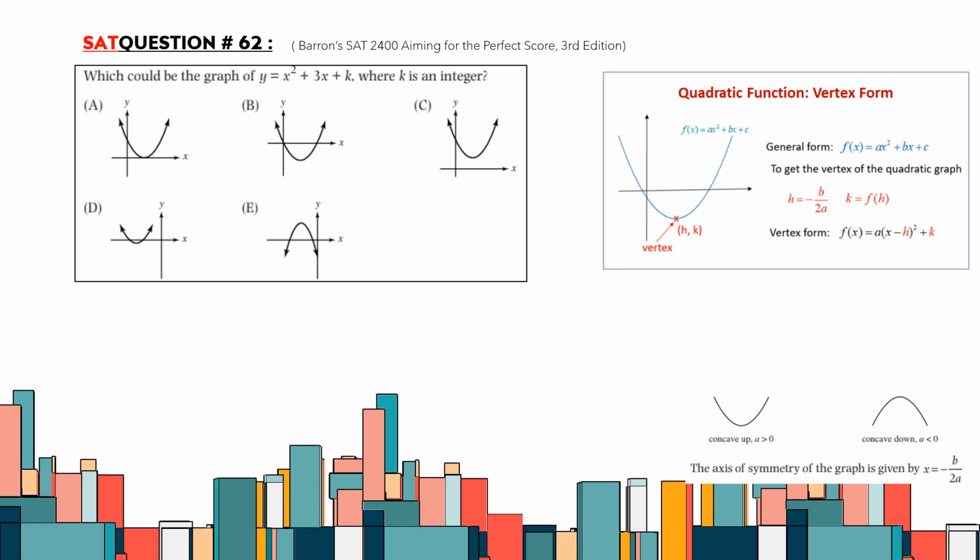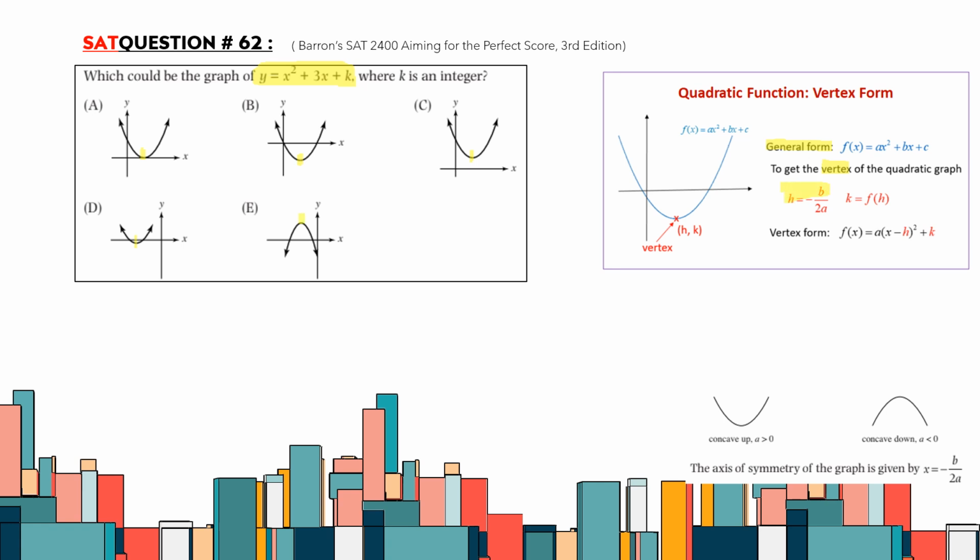Let's start by reviewing some of the keywords here. We know that y equals x squared plus 3x plus k is a quadratic equation in general form. Then the next thing we have to look at is where the vertex is. When you find the vertex, it's easy to distinguish between the graphs, right?